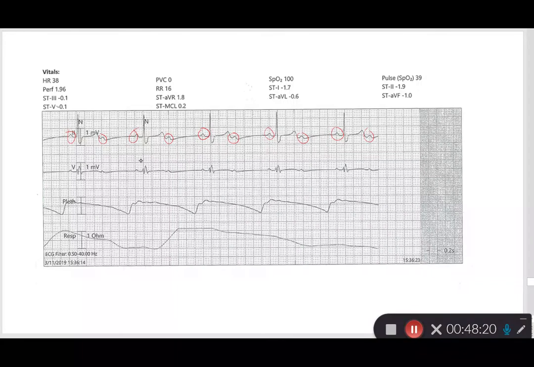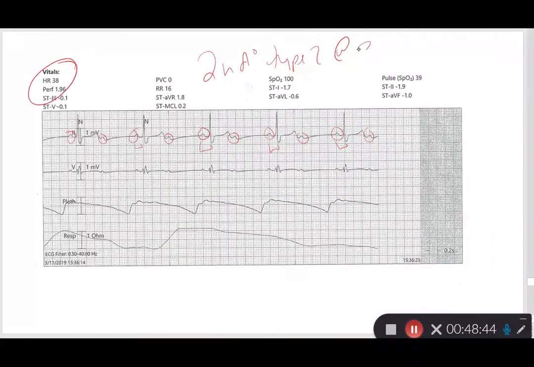Could it be a second degree type 1? No, I have more P's than Q's, so it doesn't happen. It doesn't get longer, then drop. Could it be a second degree type 2? Absolutely, I have more P's than Q's, and my PR interval is very, very consistent. We can see we don't have any change in that PR interval. So this is a second degree type 2 again, at 38 beats per minute, with a 2-to-1 conduction ratio, because I do have 2 P waves for a QRS complex.